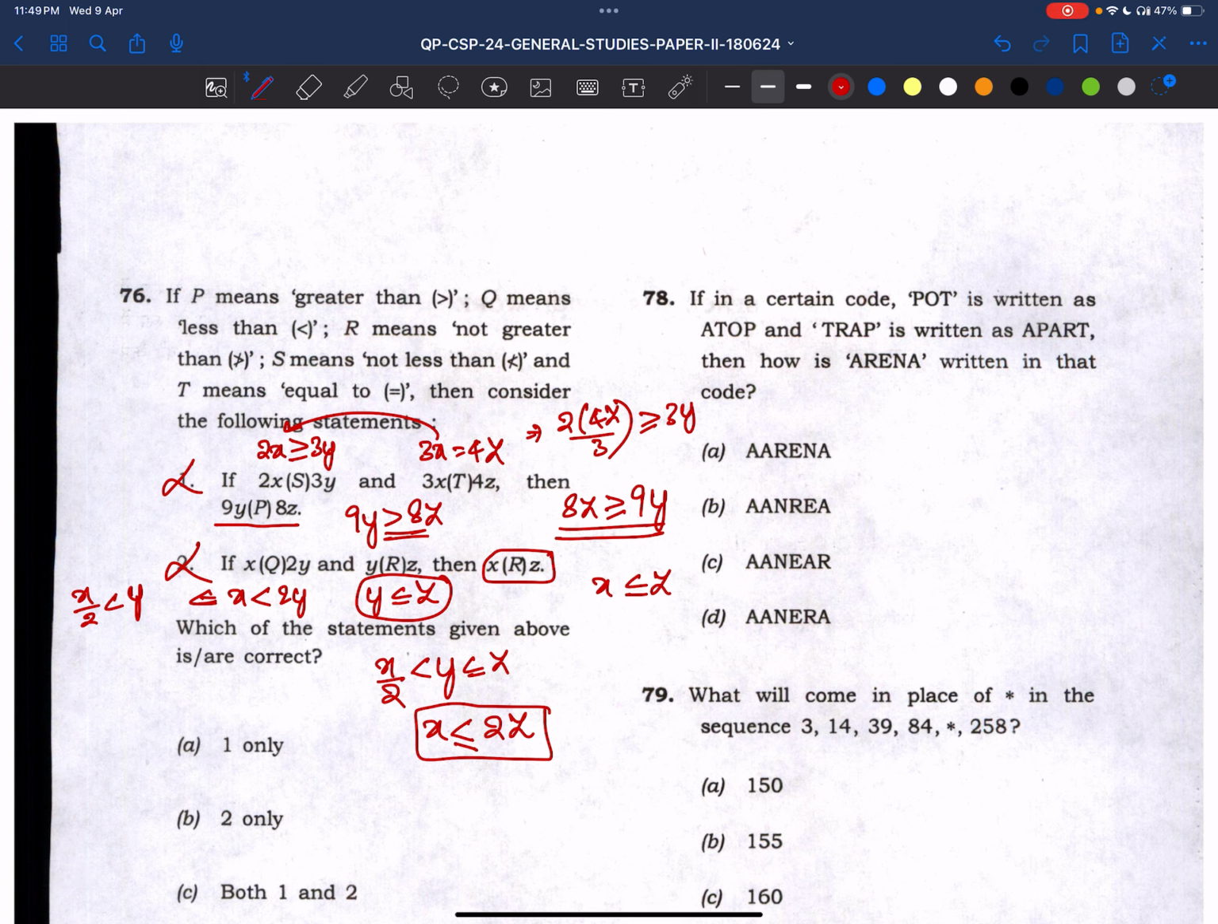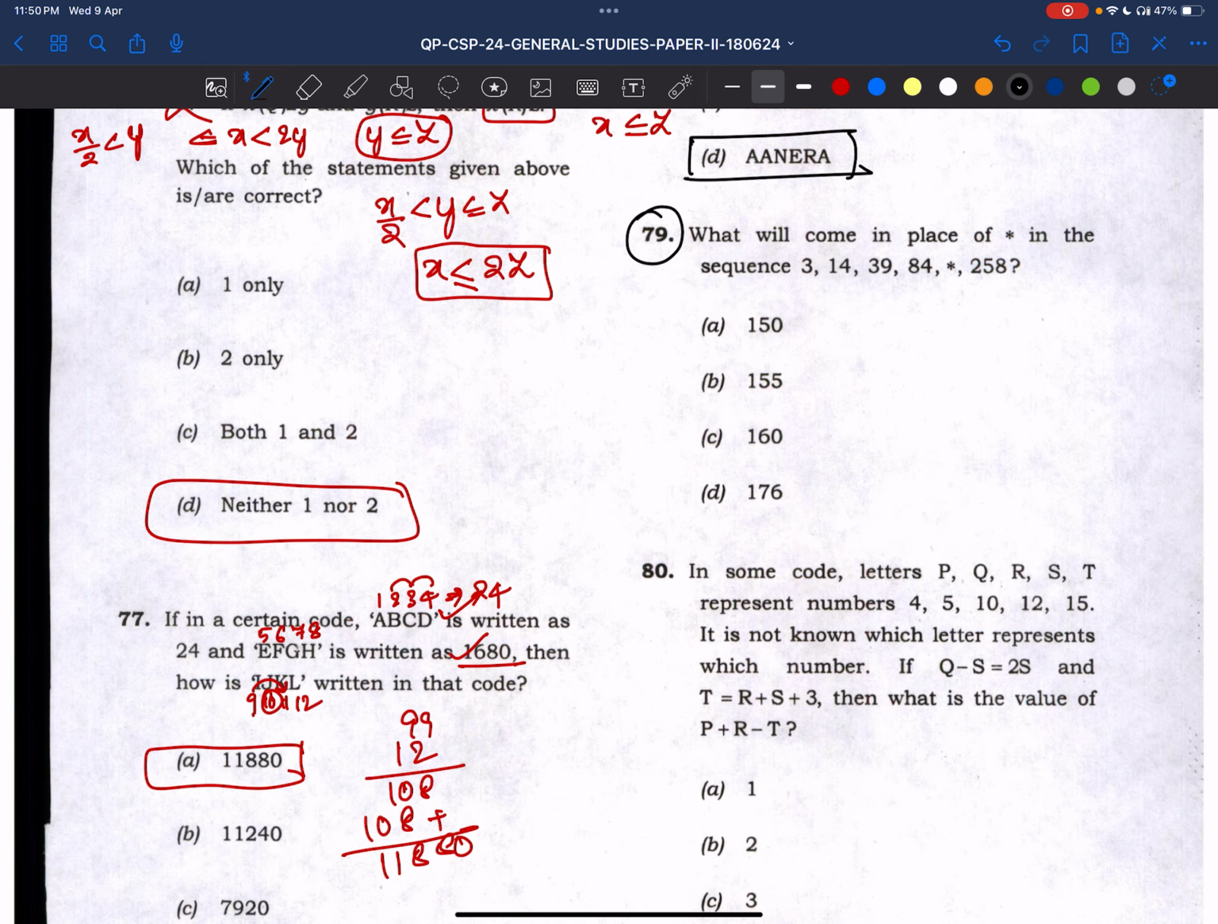70th question. In a certain code, POT is written as ATOP. So he's putting A and writing in the reverse fashion. Right? Next, TRAP, he's putting A and writing in reverse, PART. Right? Similarly, ARENA. So let's put A and write from reverse from this side. Yes. Answer is D. Okay.